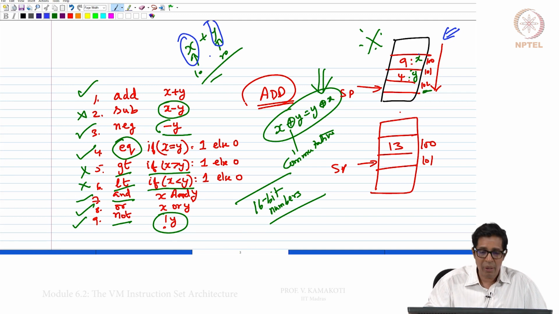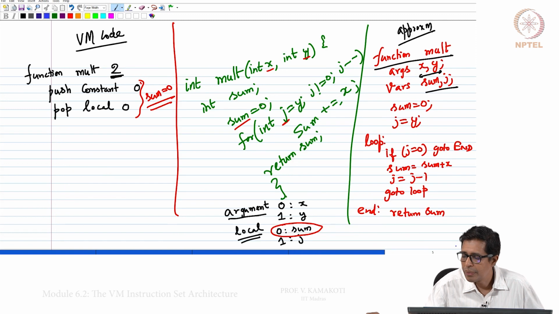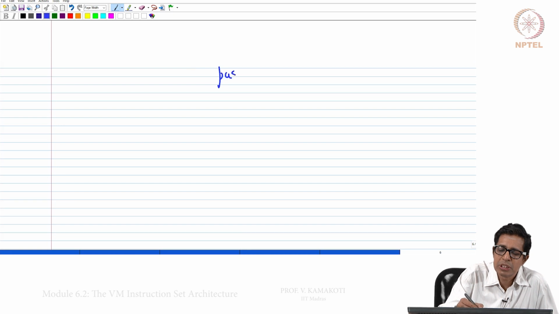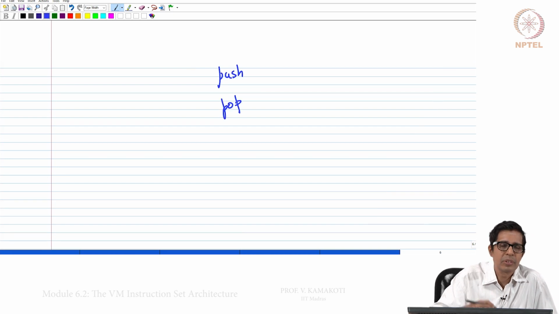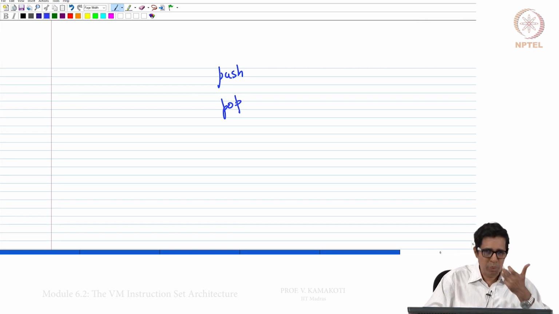So, this is about what we call the memory access, the arithmetic and logical instructions. One of the things that we need to talk about next is memory access commands. There are two memory access commands, one is push and another is pop. Push means push into the stack, pop means pop out of the stack.